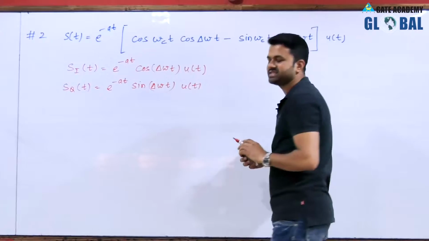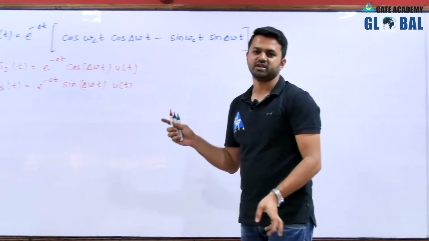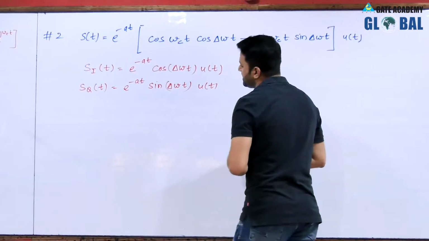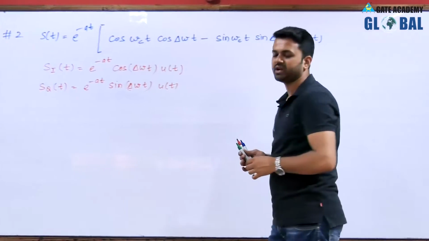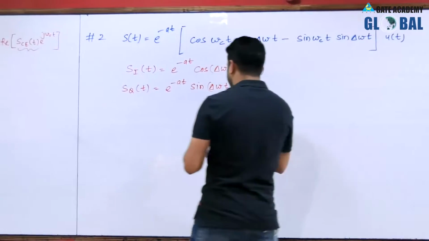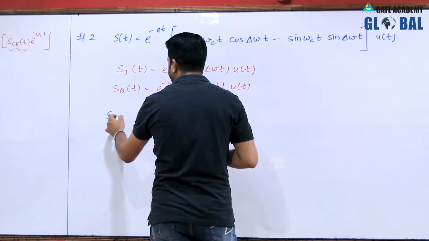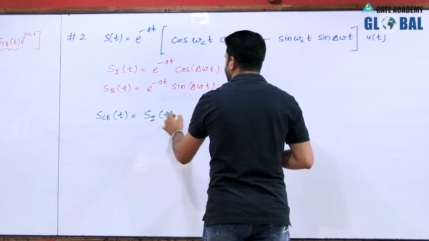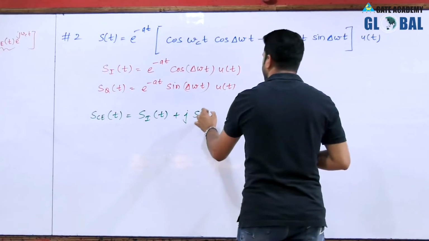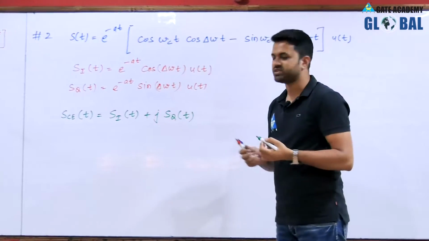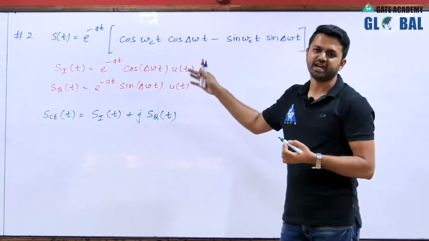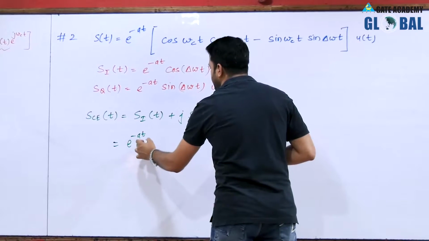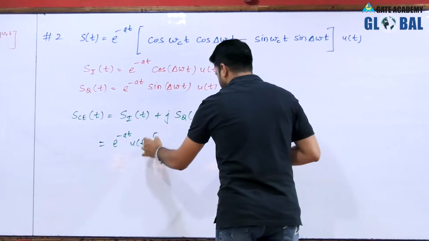These two terms, e to the power minus at and ut, are common in both the in-phase component and the quadrature component. So we can write cos delta omega t as the in-phase component and sine delta omega t as the quadrature component. Now the complex envelope is defined as x_ce of t equal to the in-phase component plus j into the quadrature component. These are the coefficients of the quadrature component and the in-phase component. This e to the power minus at and ut is common in both the terms, so that is common.